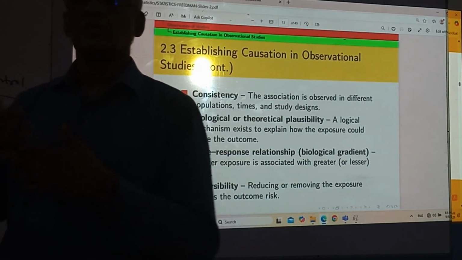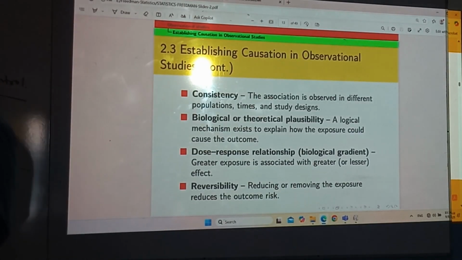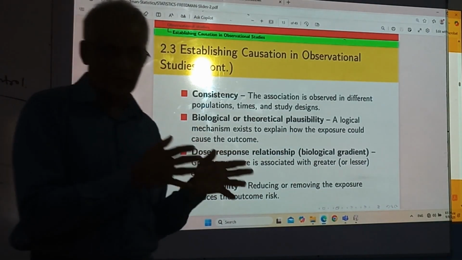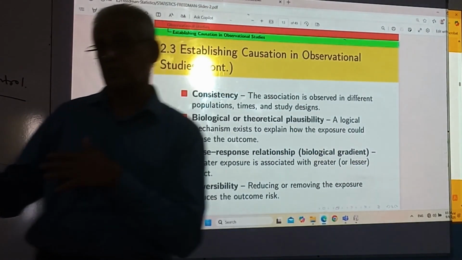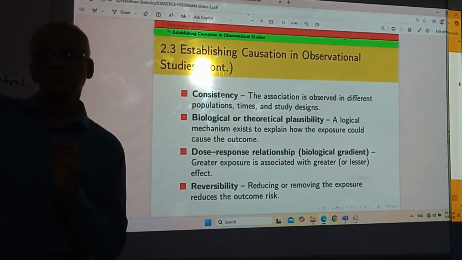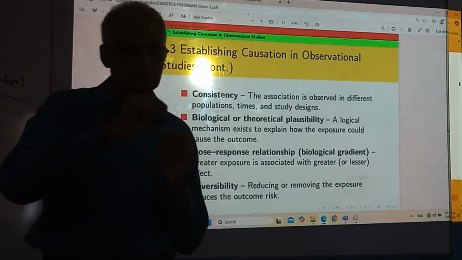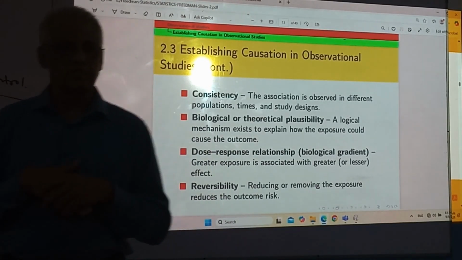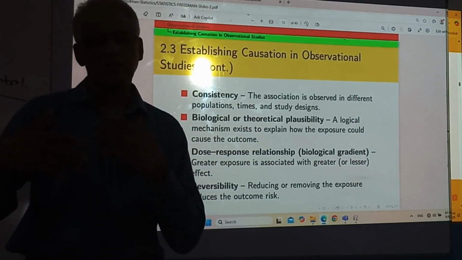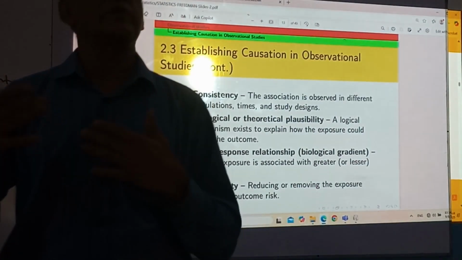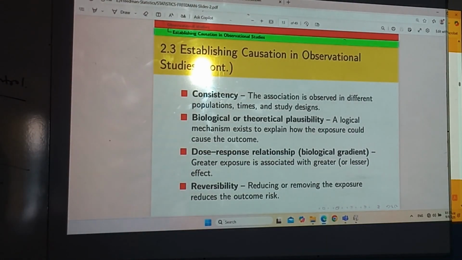Why this can happen. So that will strengthen our justification. And then the dose-response relationship. If Y is really caused by X, then if you increase X, Y should also proportionately increase or decrease. So when you change X by a certain amount, Y also should change proportionately. If there is only an association, we don't expect that kind of relationship. But if it is a causation, a dose-response relationship should be there.